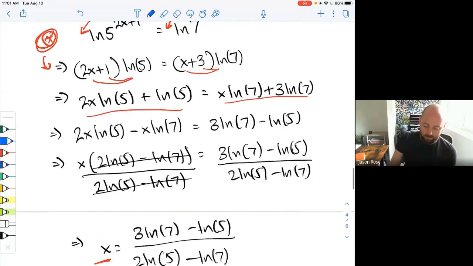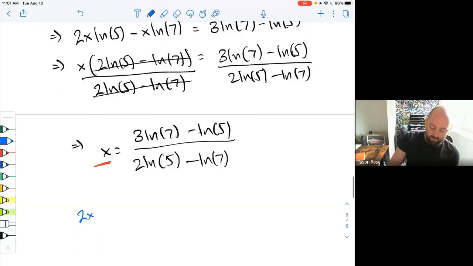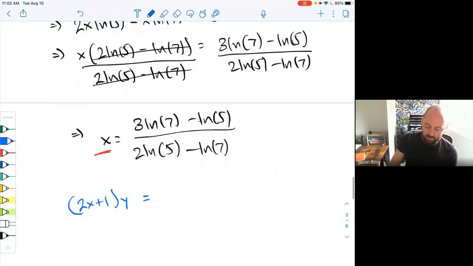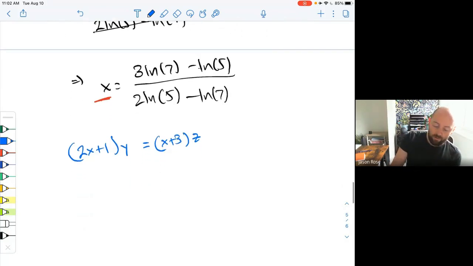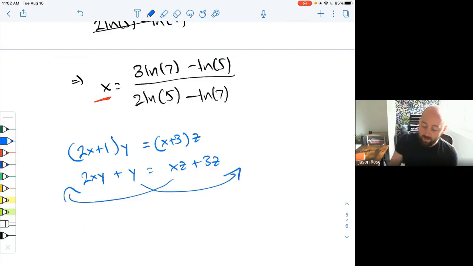Let's say you have 2x plus 1 times y equals x plus 3 times z. And the question is to isolate x. So we're going to say, well, that's going to be 2xy plus y equals xz plus 3z. I want the x's on one side and I want the y's on the other, and so on. Except in this case that we just did, y was natural log of 5, and z was natural log of 7.